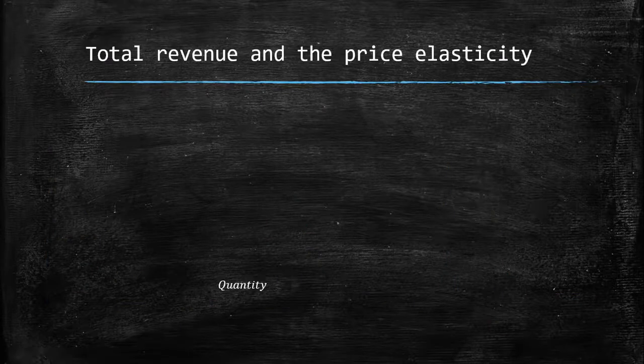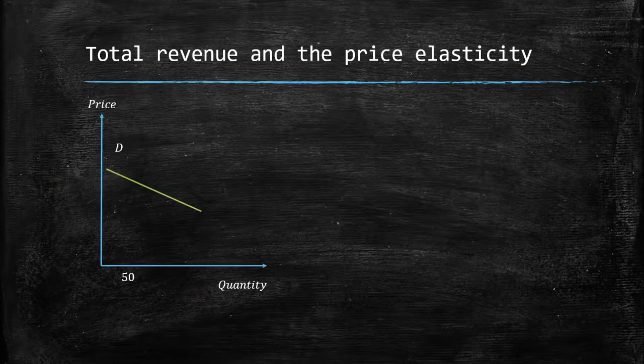Now we go to the other case, which is elastic. So when we talk about elastic, it's more like flatter. So here is the initial case. When we have a price of 4, we sell 50 quantity. So the total revenue is going to be 200.